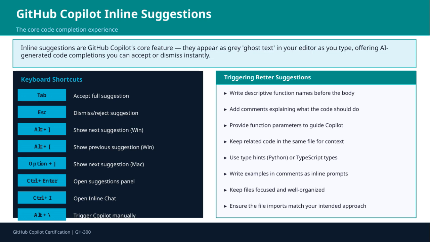To get the best and most relevant suggestions from Copilot, it helps to write descriptive function names before you fill in the body, add clear comments explaining what the code should do, and provide function parameters to give Copilot context. Keeping related code in the same file, using type hints in Python or TypeScript types, and writing example use cases in comments can further improve results. Organizing your files well and ensuring your imports align with your intended approach also helps Copilot generate smarter and more accurate suggestions. These tips make your interaction with Copilot smoother and more productive.